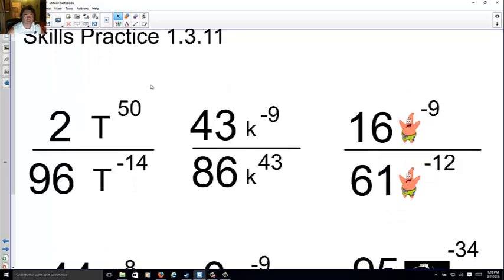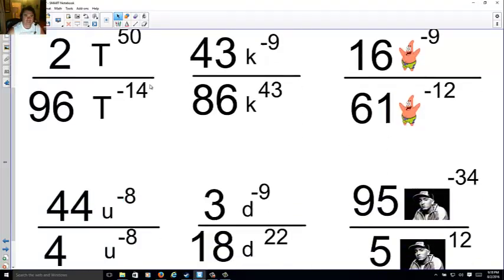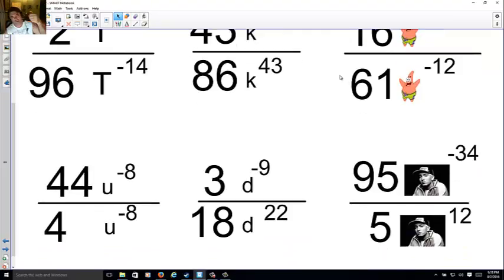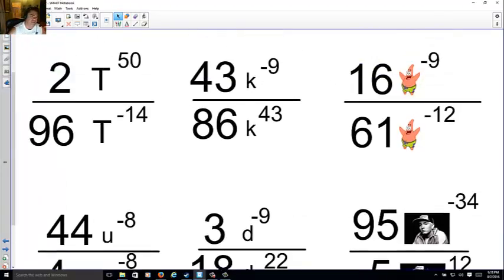So, skills practice. Go ahead and try these 6. So, go ahead, take a look at these here. Pause. Take a look at these 3 and pause. Let's see how you did.